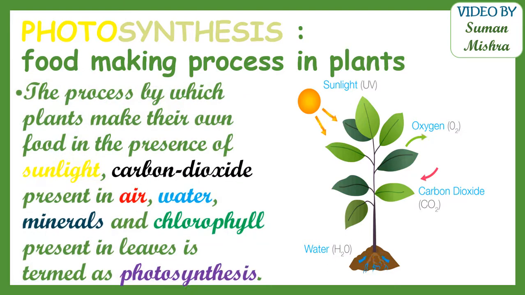Okay, so the process by which plants make their own food in the presence of sunlight, carbon dioxide present in air, and water, minerals and chlorophyll present in the leaves is termed as photosynthesis. So complete process you can visualize in this. The water is taken by the roots, the carbon dioxide from the air, sunlight from the atmosphere, and the leaves prepare the food. So one by one let us see how each one of them gives their function properly.